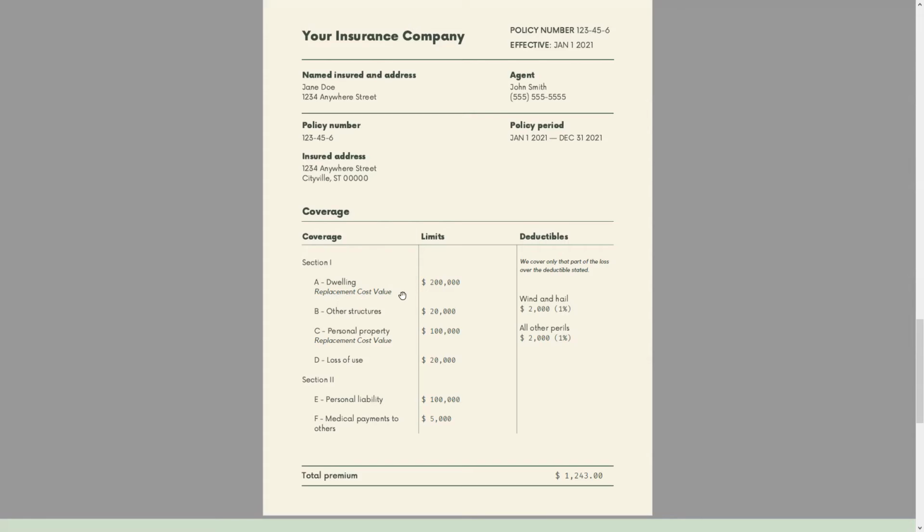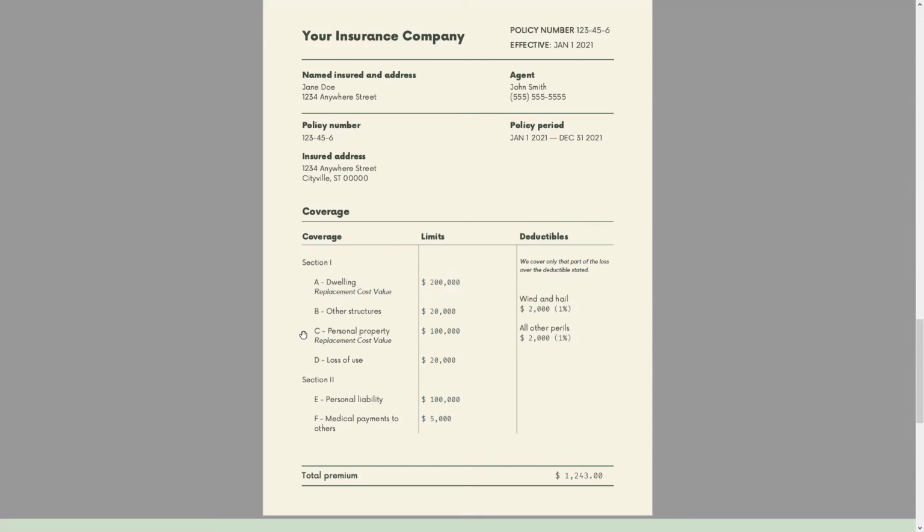Here it's denoted that it's at a replacement cost value, which is very common for coverage A, at a limit of $200,000. Coverage B, other structures, includes detached structures, such as sheds or detached garages. The limit of this is always going to be 10% of your coverage A limit.